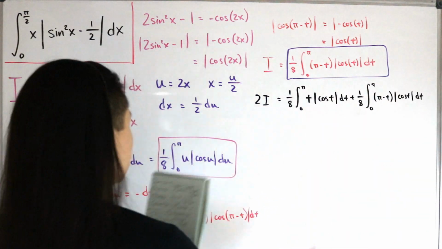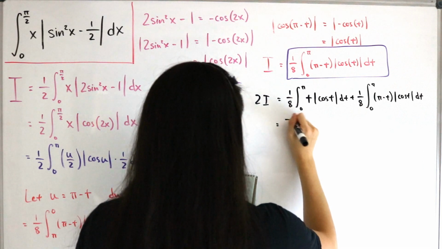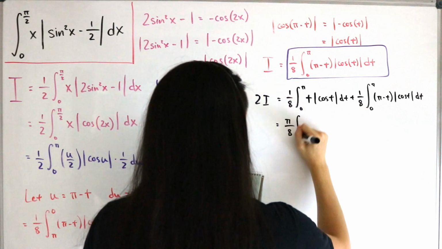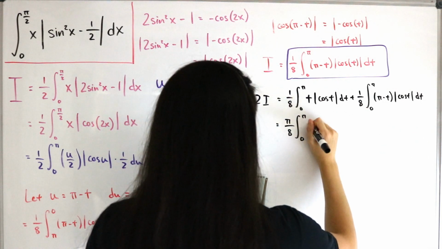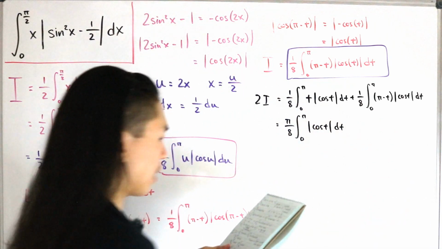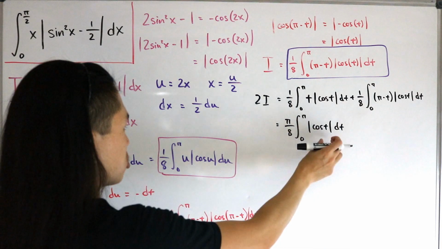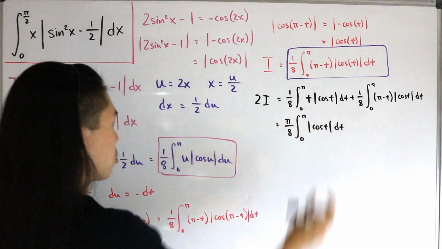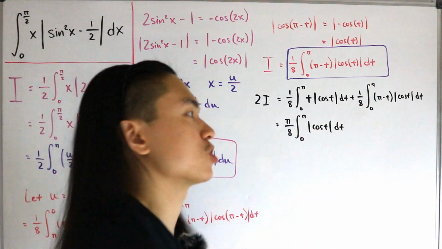So of course we can actually just factor that out. And so that'll yield us pi divided by 8, and then multiplied by the integral from 0 to pi of just the absolute value of cosine of t, and then dt. All right, so now this is where the biggest challenge goes from here. The absolute value of cosine of t, how do we evaluate such a function as that?